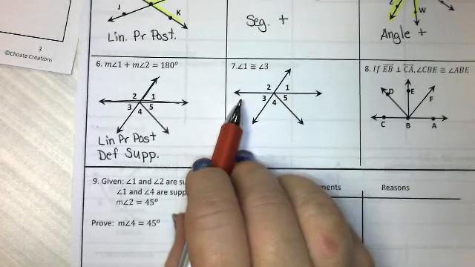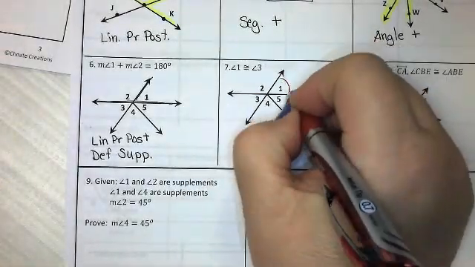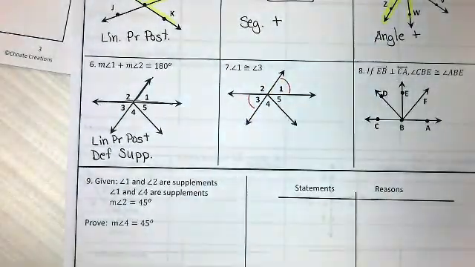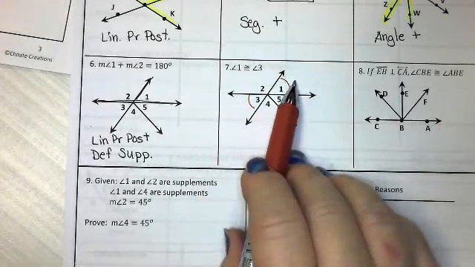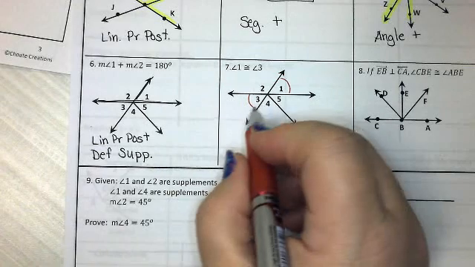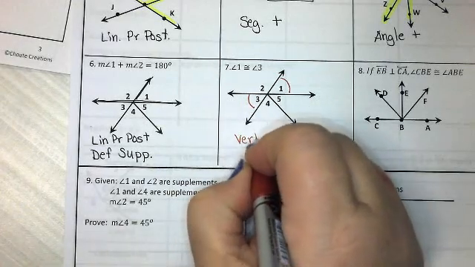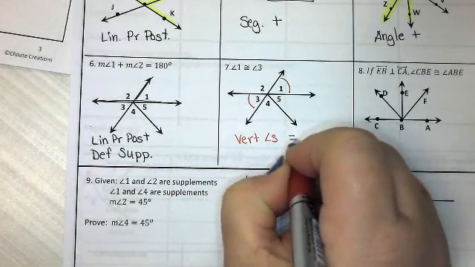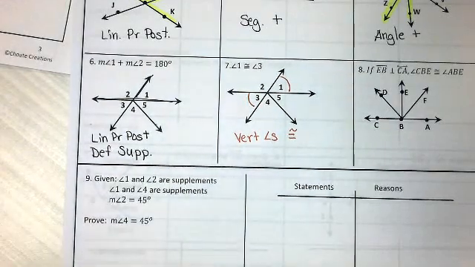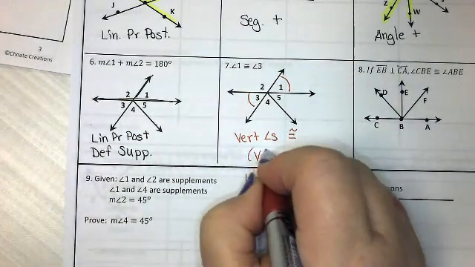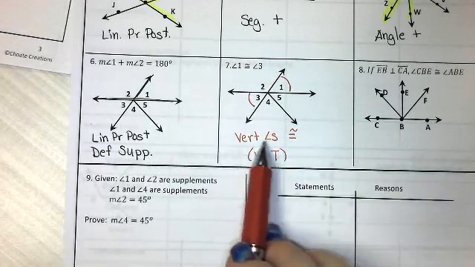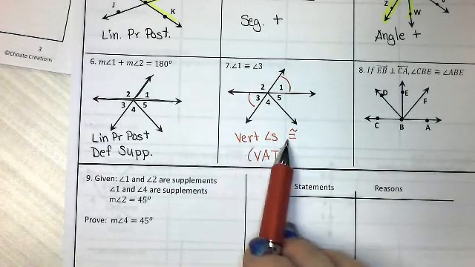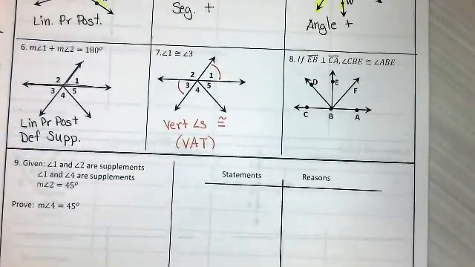So this one says angle 1 is congruent to angle 3. So we think back to our rules. What rule tells us that those two angles are congruent? If you're thinking it's the vertical angle theorem, you'd be correct. Vertical angles are congruent. Some people like to call that VAT for vertical angle theorem. I sometimes just write out the statement, vertical angles are congruent.